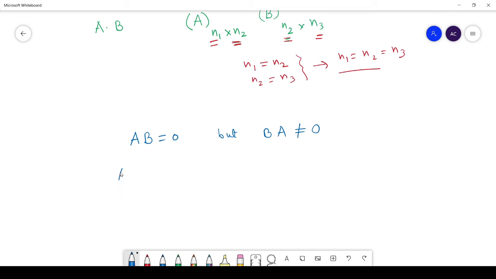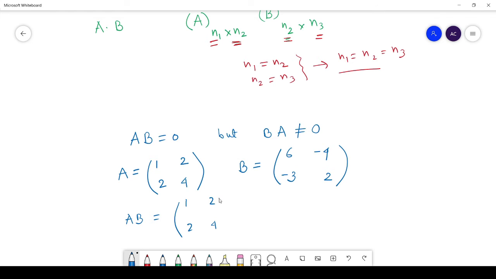One such example can be given in this way. If A is 1, 2, 2, 4, and if we take B as 6, minus 4, minus 3, 2, let's do A into B. You can easily see that 1 into 6 plus 2 into minus 3 is 0, 1 into minus 4 plus 2 into 2 is again 0, 2 into 6 plus 4 into minus 3 is again 0, 2 into minus 4 plus 4 into 2 is 0. So it's a 0 matrix.